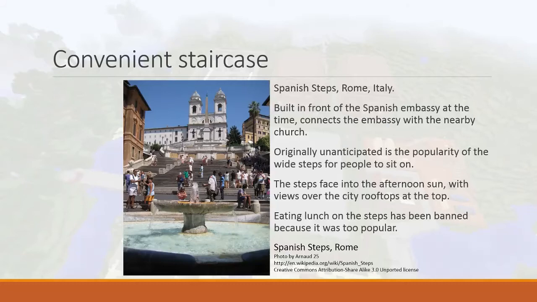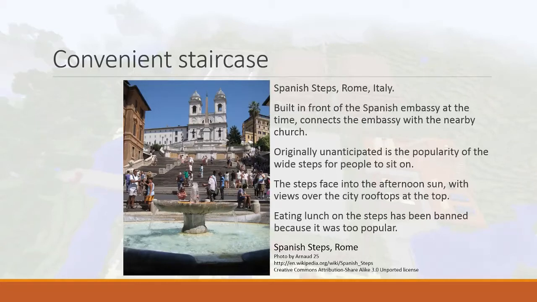Now, if you look back in hindsight, obviously a giant staircase in the middle of the city would be really nice to sit on. And the funny thing is, if you just look up any photo of the Spanish Steps, you'll always find people sitting on it. Almost always, unless it's snowing or something crazy. So in this picture, it doesn't snow in Rome.